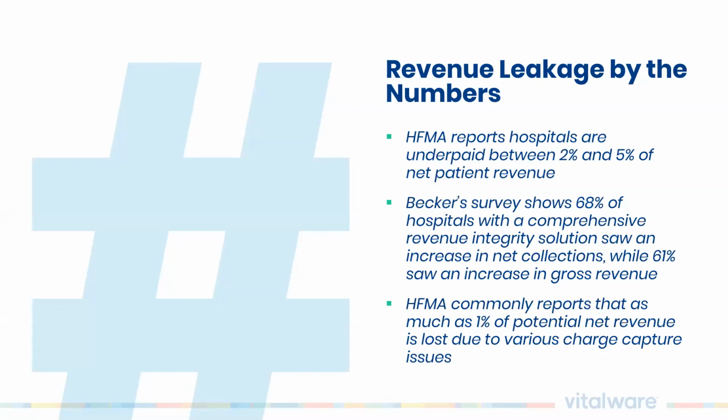So continuing forward, we have a couple of quick stats here about revenue leakage. HFMA has reported that hospitals are underpaid between 2 and 5% of net patient revenue. I think we all know it's very difficult to capture every item that's occurring and to ensure that we're meeting all of the payer policies across each of the different commercial payers, Medicare, with everything changing. Becker's has suggested that 68% of hospitals with a comprehensive revenue integrity solution are seeing an increase in gross revenue. That makes sense if we're capturing missing charges, if we're avoiding compliance issues, if we're not being audited as much. All of that's going to generate additional revenue and reduce costs.